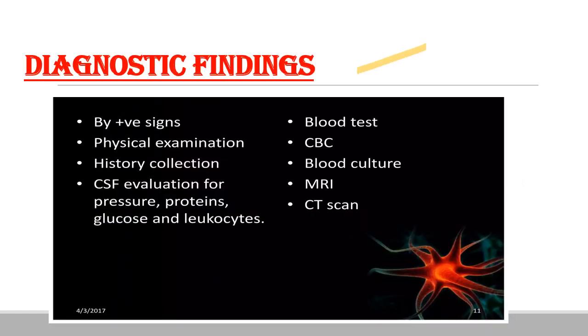Next one, what are the diagnostic findings? First one, positive meningitis cardinal symptoms: Kernig sign, Brudzinski sign, and nuchal rigidity. Next one, physical examination, then history collection, then CSF evaluation or lumbar puncture. CSF evaluation for both biochemistry and hematology, then culture, for pressure, protein, glucose, and leukocytes. These are assessed in lumbar puncture. Then blood test, CBC, blood culture, MRI, CT.